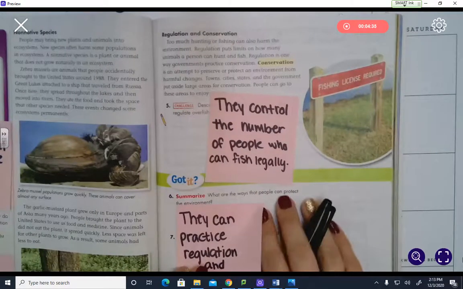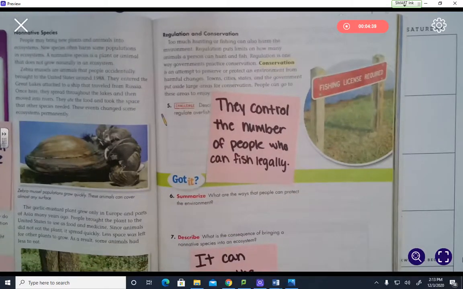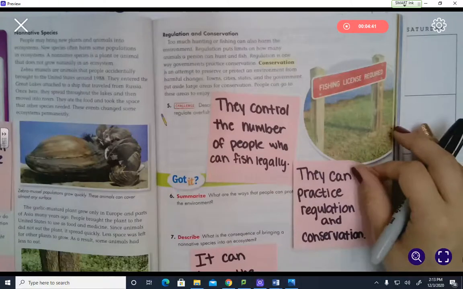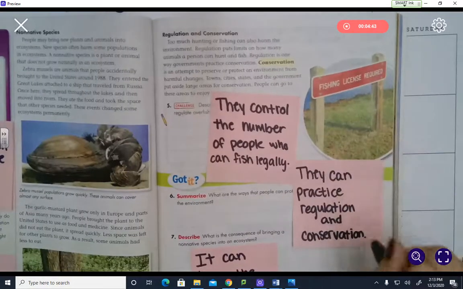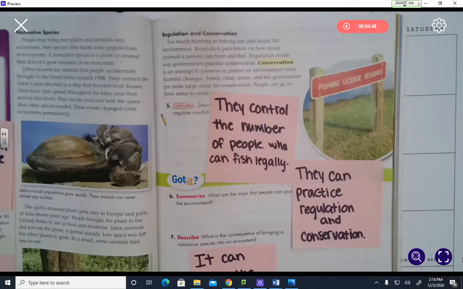What are the ways that people can protect the environment? There were 2 ways we talked about, and they can practice regulation and conservation. And remember, we talked about them up at the top. Regulation puts a limit on how many animals a person can hunt or fish. And then conservation is an attempt to preserve or protect an environment from harmful changes.